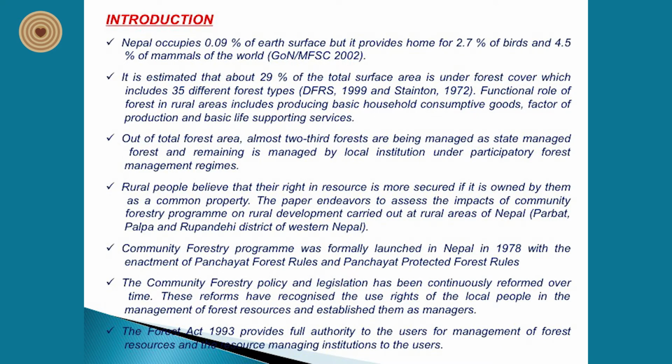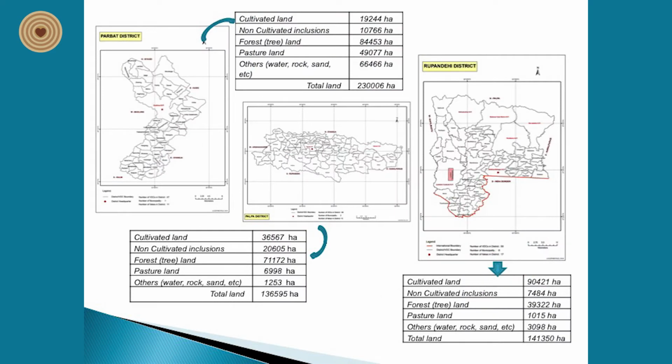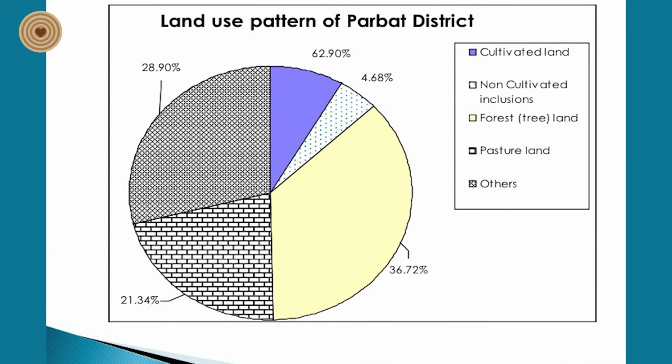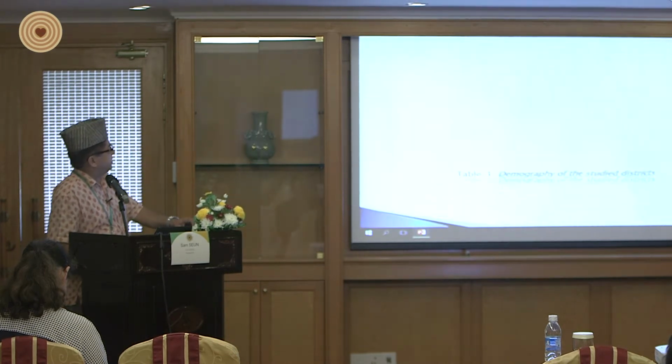As for the introduction of Nepal, I think it is not necessary to explain here. This research was conducted in 3 districts: Parbat district, Palpa district, and Rupandehi district. The land use pattern of the study area in the 3 districts is shown here: Parbat district, Palpa district and Rupandehi district.